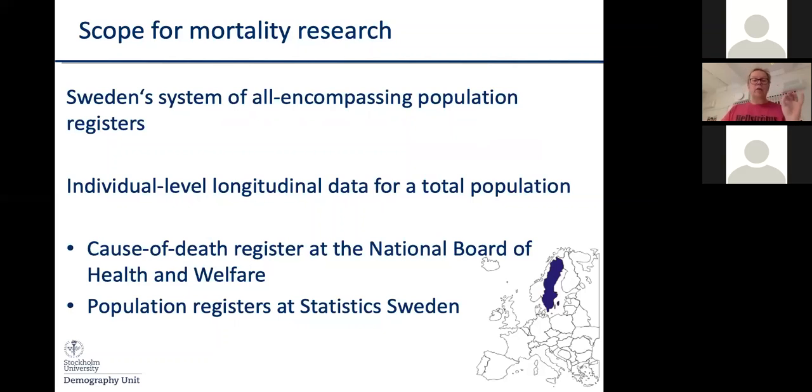And we rely on registers from two key actors. The National Board of Health and Welfare is the agency in charge of health registers and the cause of death register, so we got the data from them. Otherwise, Statistics Sweden is the agency maintaining the basic population register system and the general administrative register systems of Sweden.